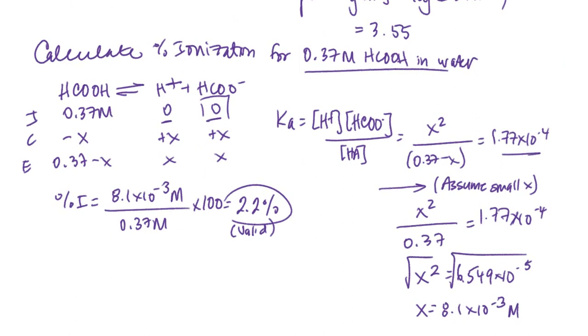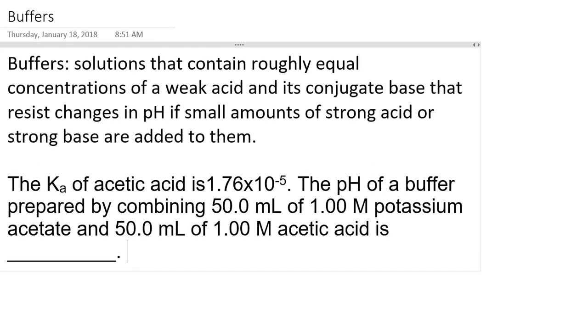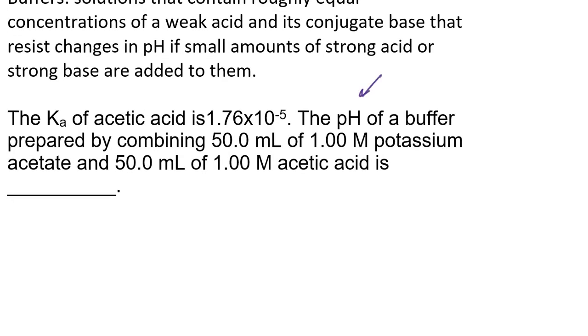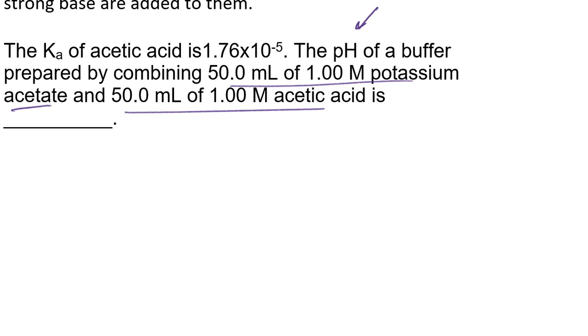Now, the reason why this is an important topic is because it allows us to understand buffers. Essentially, a buffer is a solution that contains roughly equal concentrations of a weak acid and a conjugate base. That creates a system that resists changes in pH when you add small amounts of strong acid or strong base. Take, for example, this problem here. I'm going to prepare a buffer by combining 50 milliliters of 1 molar potassium acetate with 50 milliliters of 1 molar acetic acid.